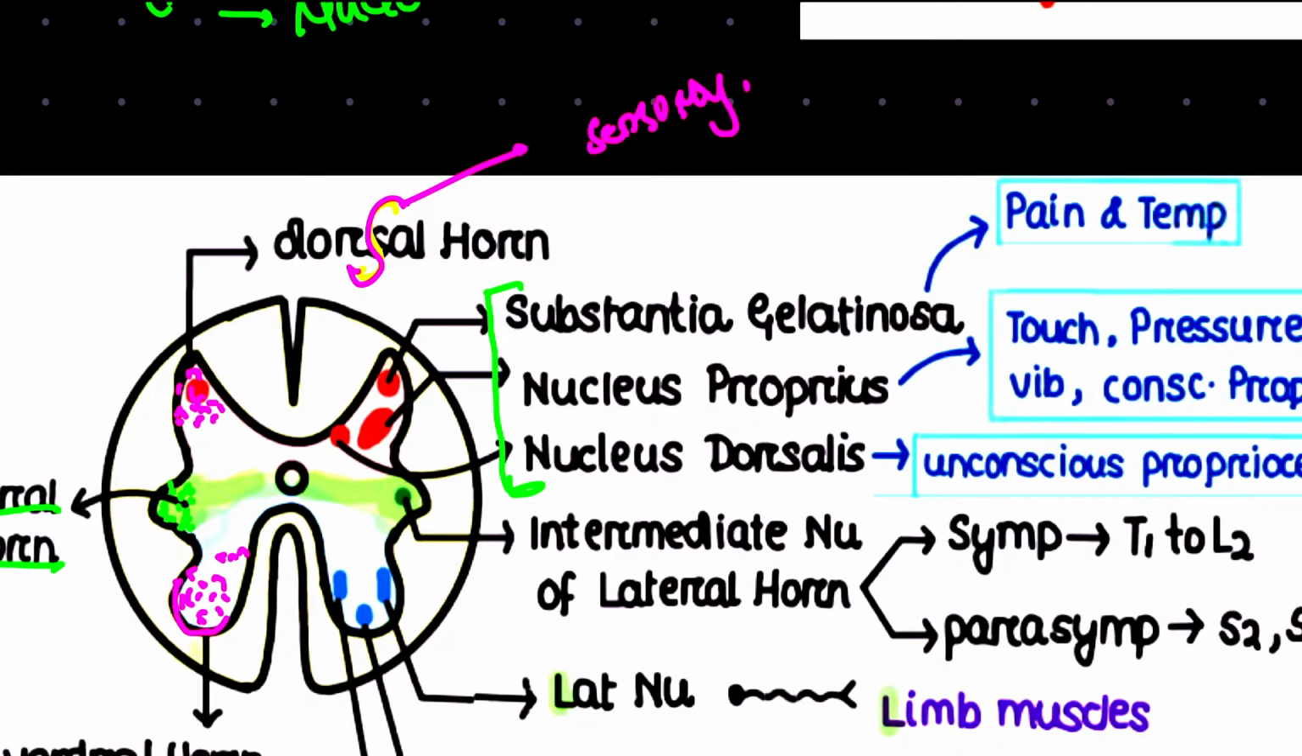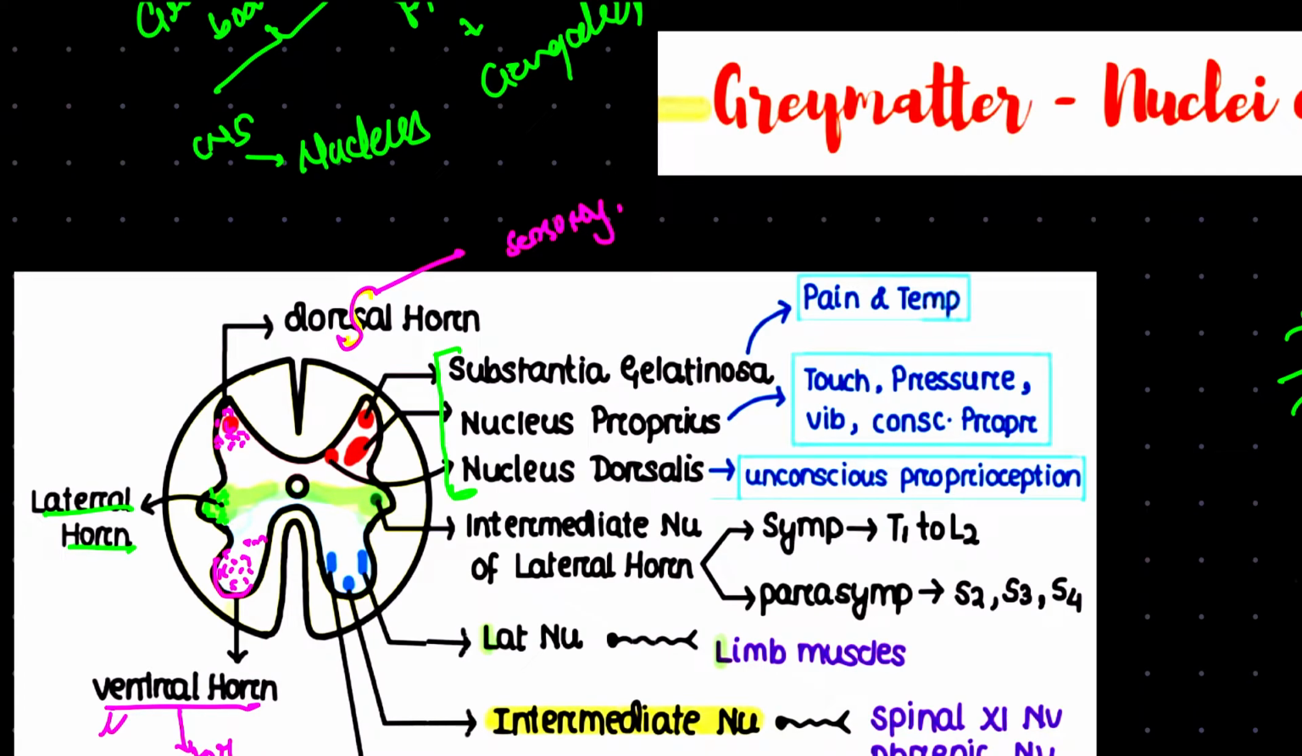Now, the dorsal horn is sensory in nature. What will it carry? It will carry sensations of pain, temperature, touch, pressure, vibration, conscious proprioception, and unconscious proprioception. So these are the sensations carried by these nuclei.